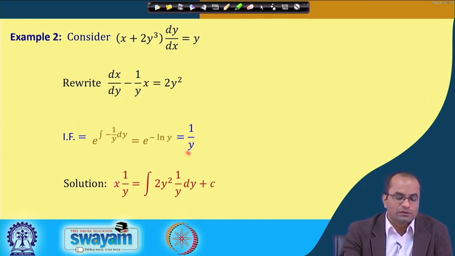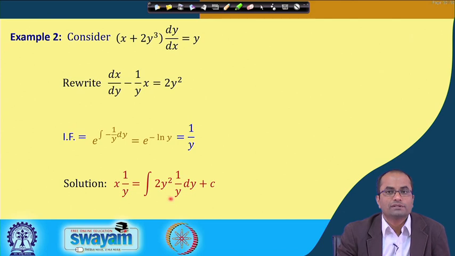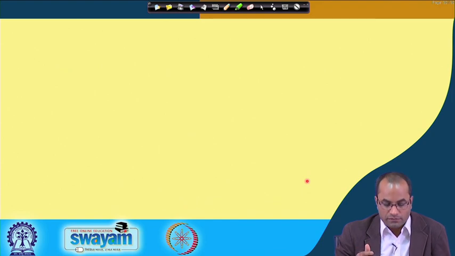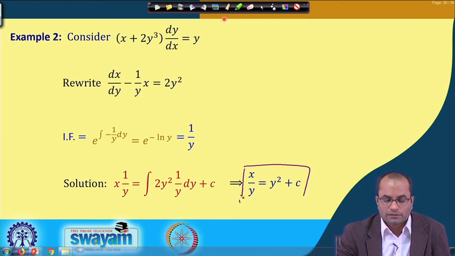So, the integrating factor for this equation is 1 over y, and then we can use the formula that x times this integrating factor, 1 over y, is equal to the integral of the right hand side, 2y squared, times the integrating factor 1 over y, dy, plus the constant of integration. Here the y will cancel out, so we will get 2y dy, and the integration will give us y squared. So, we have x over y is equal to y squared plus c, and this is the solution of the given differential equation, the relation between x and y.